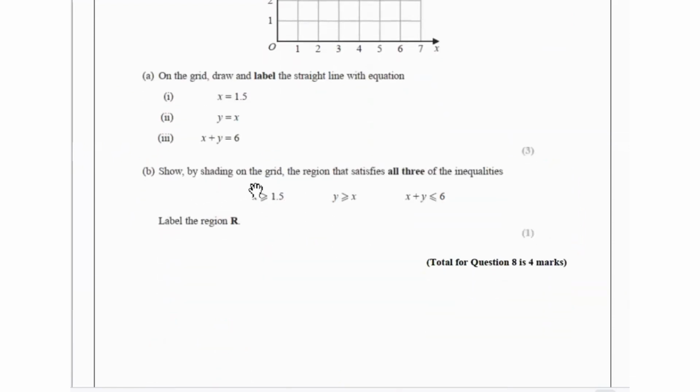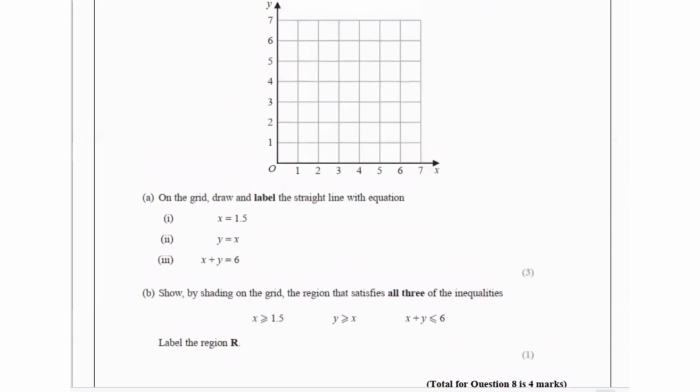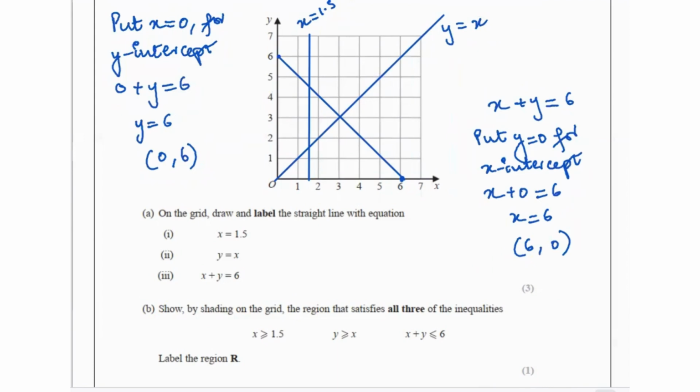Then they're saying show by shading on the grid the region that satisfies all 3 of the inequalities and label the region R. So over here, x is greater than or equal to 1.5, y is greater than or equal to x, and x plus y is less than or equal to 6. So for x greater than or equal to 1.5, we look at the values where x is increasing. So x is increasing on the right-hand side. So this is our shaded part.